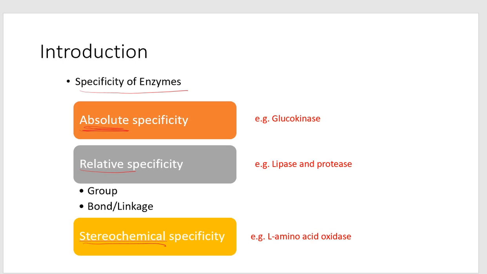Here we have an example, glucokinase. This enzyme glucokinase catalyzes only the reactions of glucose. It acts on glucose only. So this enzyme has an absolute specificity.